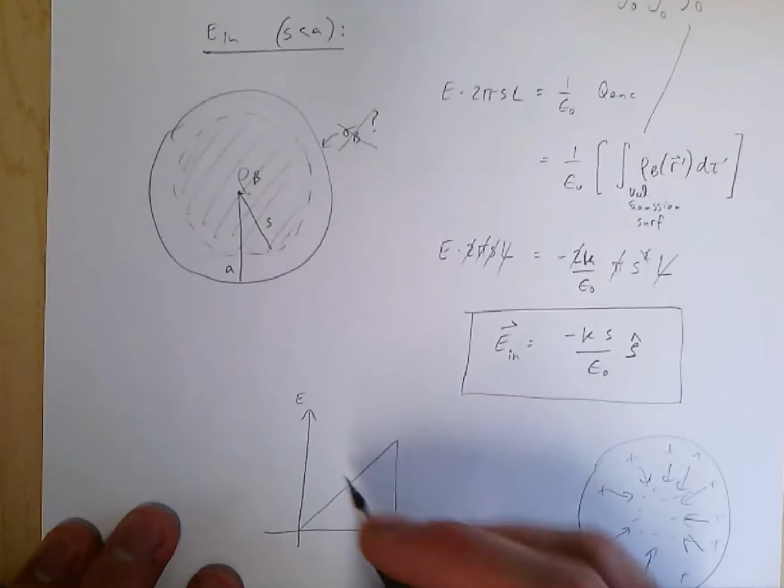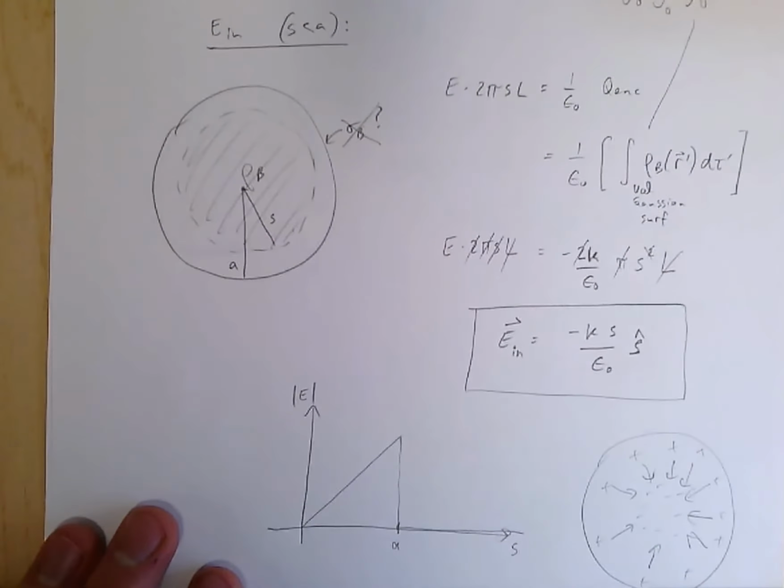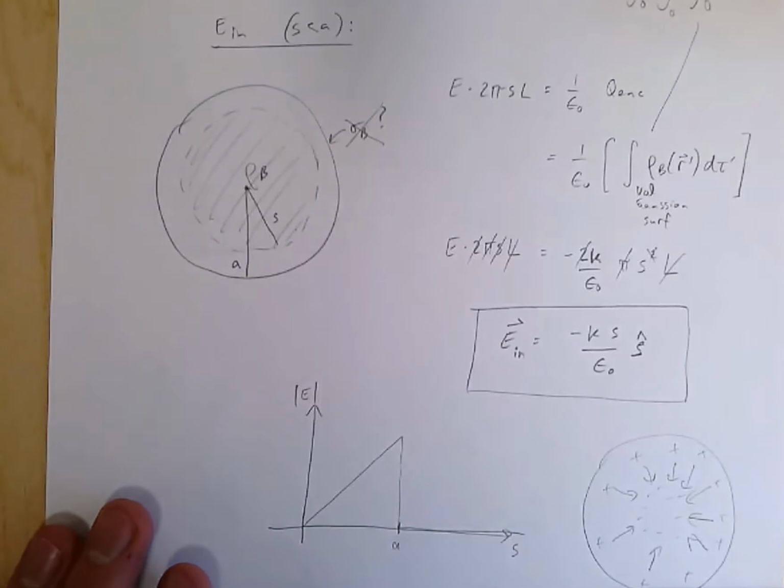And I made a mistake here. This is the absolute value of E, right? So it actually does point negative. I just plotted the magnitude here.